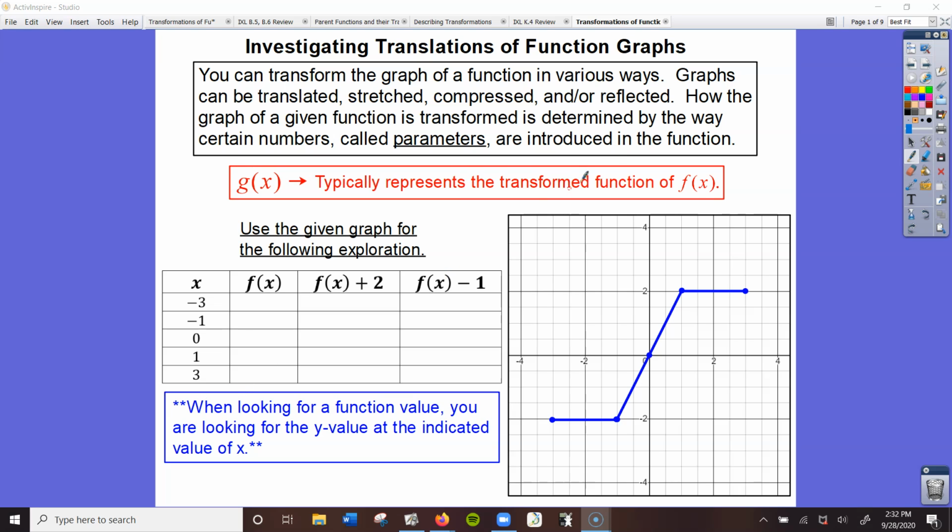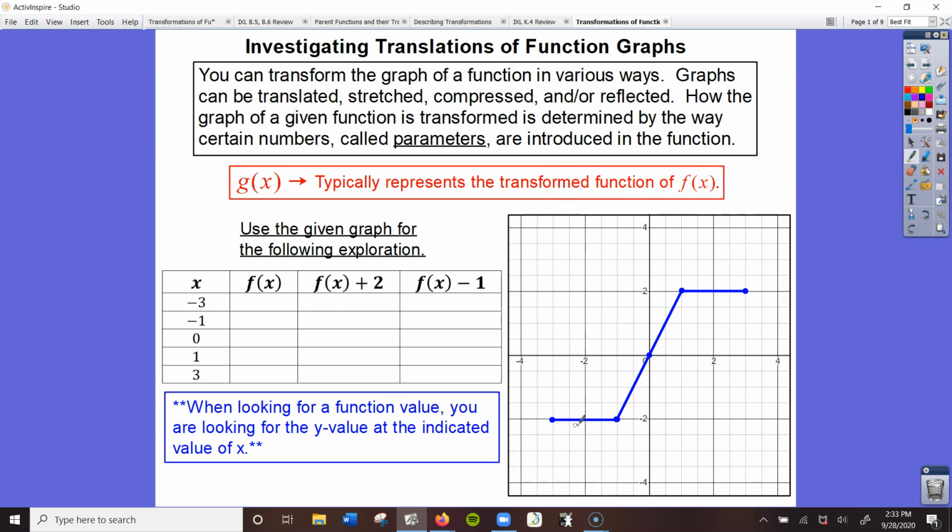Hello everyone. Today we're going to look at various transformations for our functions graphs. So in geometry, we learned about 4 different kinds of transformations: translations, reflections, rotations, and dilations. In Algebra 2, we're only going to do translations, dilations, and reflections. So first we're going to investigate what is a translation.